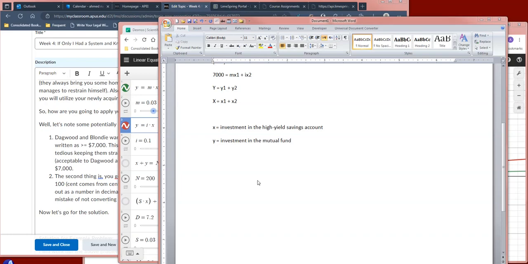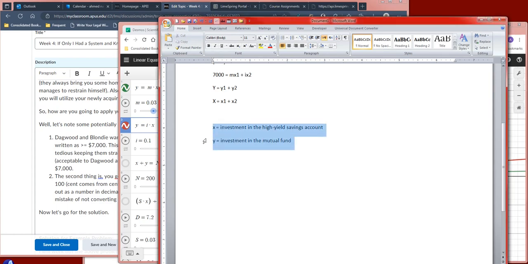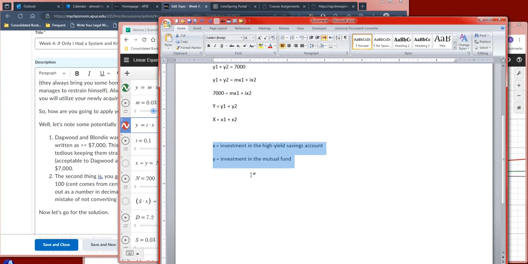Okay, so my solution to the Desmos limitation. Remember, this is not a mathematical limitation, it's a Desmos limitation. My solution to that is to say the investment in the high yield savings account will be represented by X, and the investment in the mutual fund will be represented by Y.